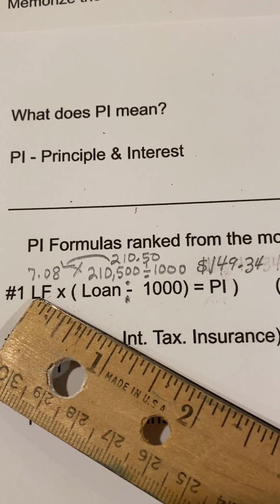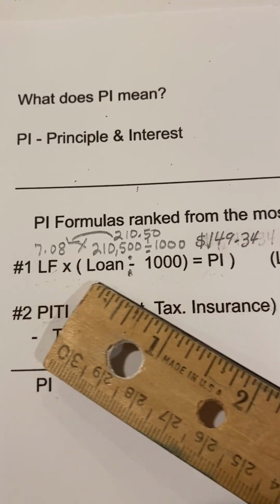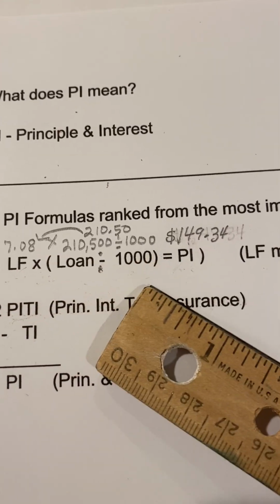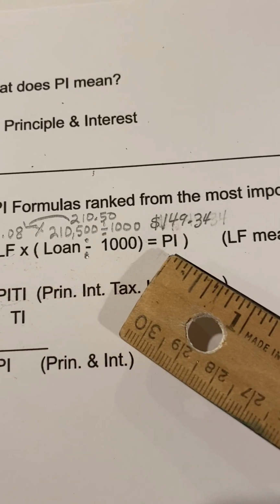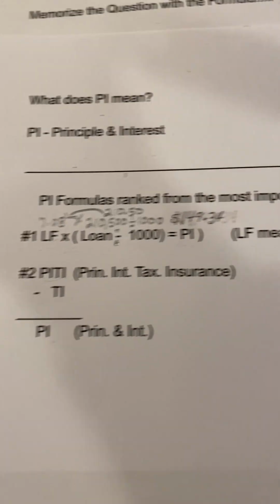Remember to memorize this formula to get the PI. Loan factor times your loan divided by 1,000, in parentheses, you have to write that down, equals PI. And LF means loan factor.